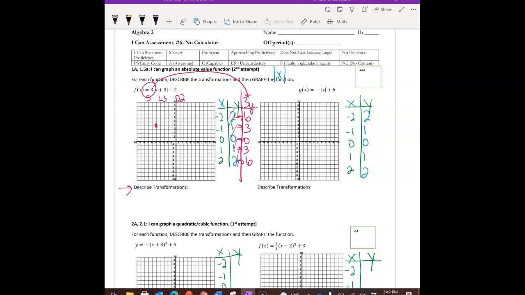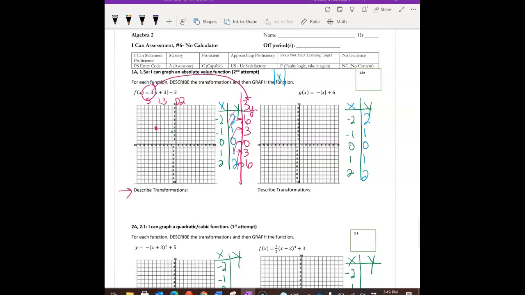And then I'm at -1, 3. And that's that green dot. And I'm going to go left 3 and down 2. And that's the new pink dot. And I'm just going to be doing that for all the points. So 0, 0, left 3, down 2, and all the other points until I can get this skinny V graphed.